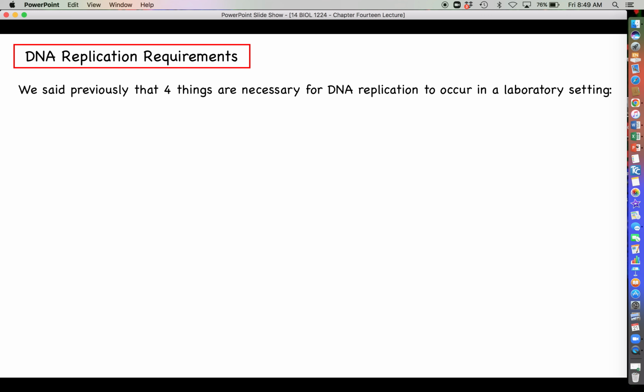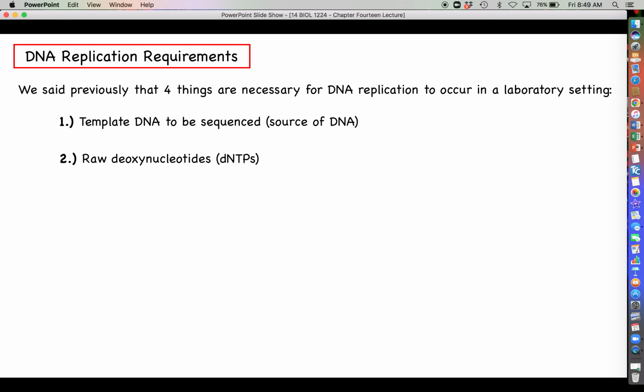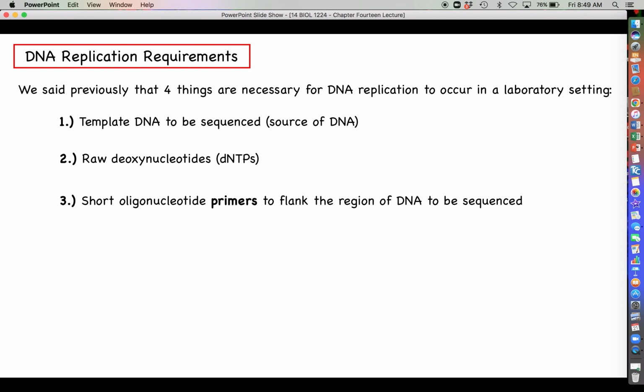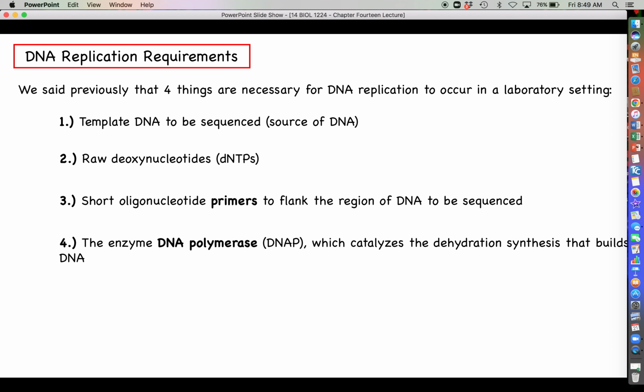Okay, so what we said before is that there are 4 things necessary for DNA replication to happen in a laboratory setting, meaning outside of the cell and in a test tube. If you want to replicate DNA in a test tube, you have to have template DNA, so you have to have some source of DNA that you want to make a copy of. You have to have raw deoxynucleotides, we call those dNTPs. You have to have a set of short oligonucleotide primers to flank the region of DNA that you want to replicate or you want to be sequenced. And then, of course, you have to have the enzyme that is responsible for catalyzing the dehydration synthesis reaction that builds the nucleic acid polymer.